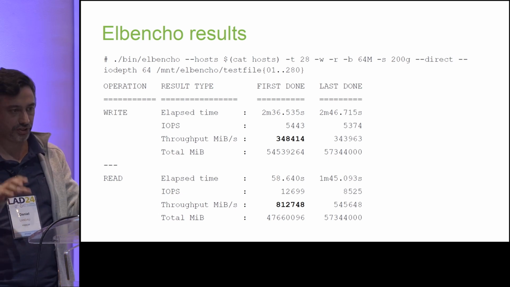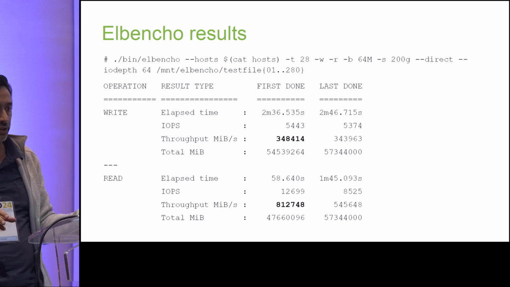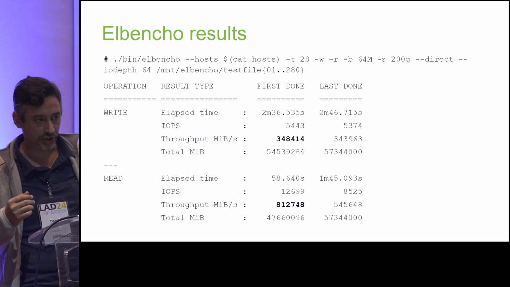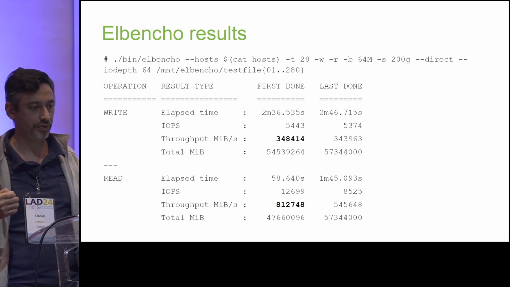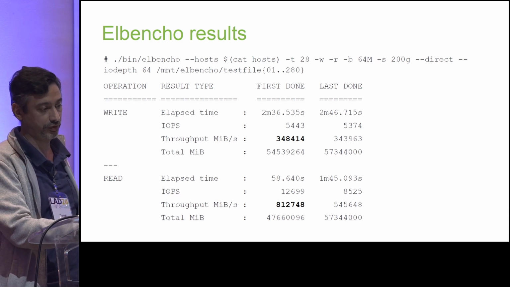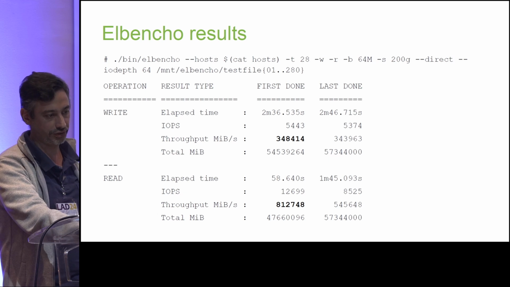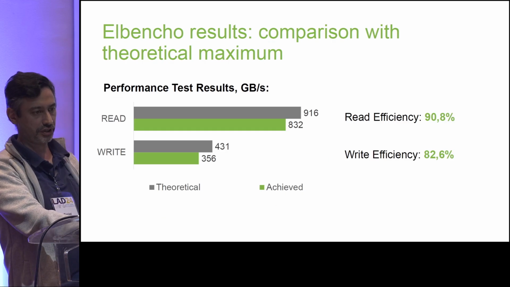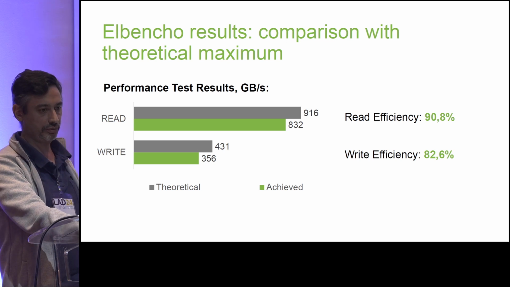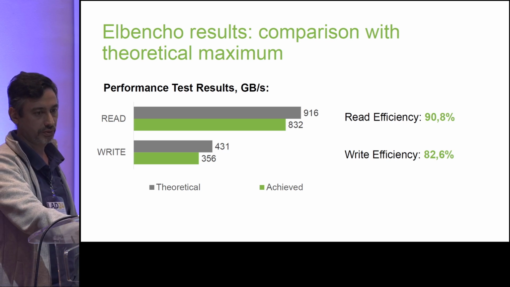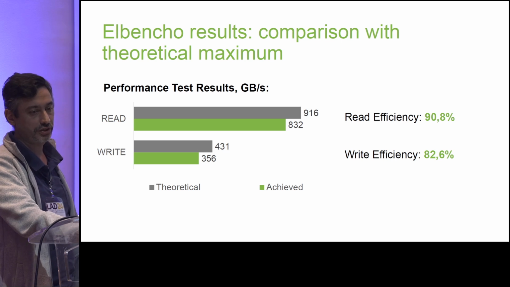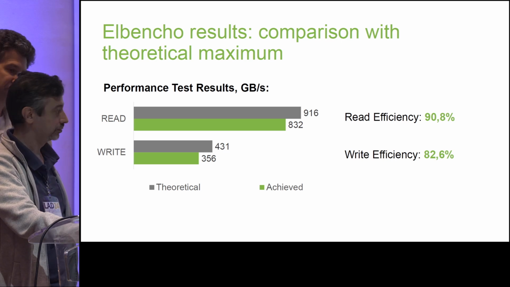But during his tests, since this program, which is named LBench, also allows specifying the IO depth of writing, the results were even better. They were much closer to the theoretical performance on both reading and writing. So here is the theoretical performance and the real performance received with the LBench test. The efficiency was about 80 or 90% for reading and 80% for writing.